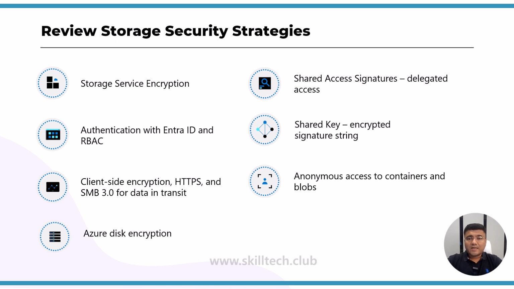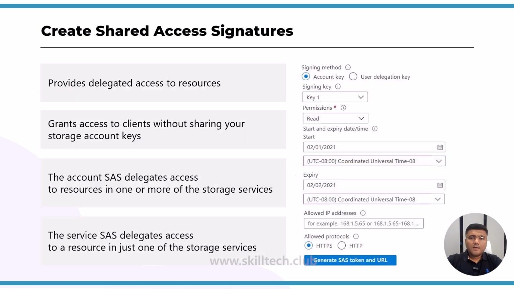You can also use a shared key, which is available in your storage account. You actually have two different keys available inside your storage account, and you can rotate those keys as you need. You can use client-side encryption with HTTPS and SMB 3.0 for data in transit. So whenever you're transferring data from one place to another, you can use this option. Or you can use anonymous access to containers and blobs, and you can restrict that with the help of different access levels. Finally, last but not least, you can also use Azure Disk Encryption, because ultimately your storage account is going to store data on hard drives associated with Azure. So you can enable Azure Disk Encryption also. This is a screenshot showing how you can create a shared access signature.